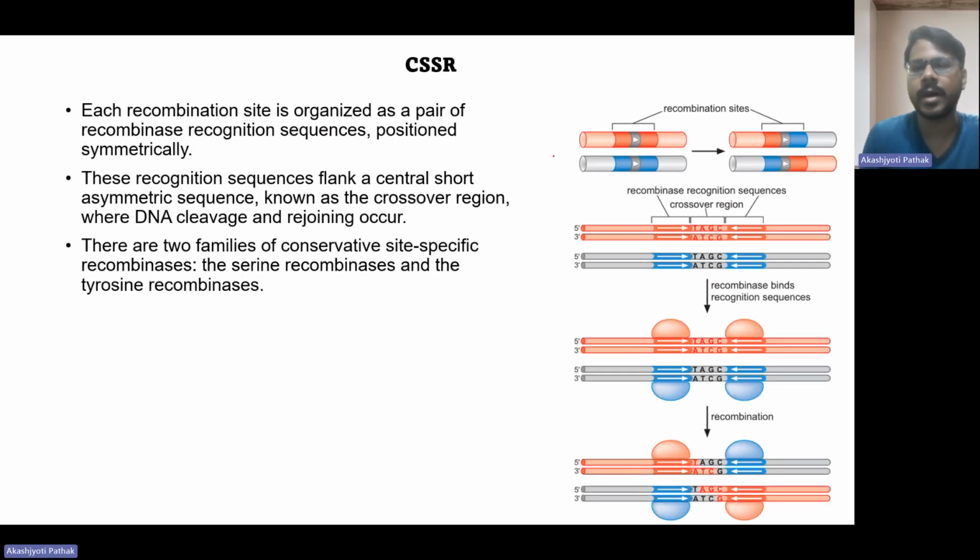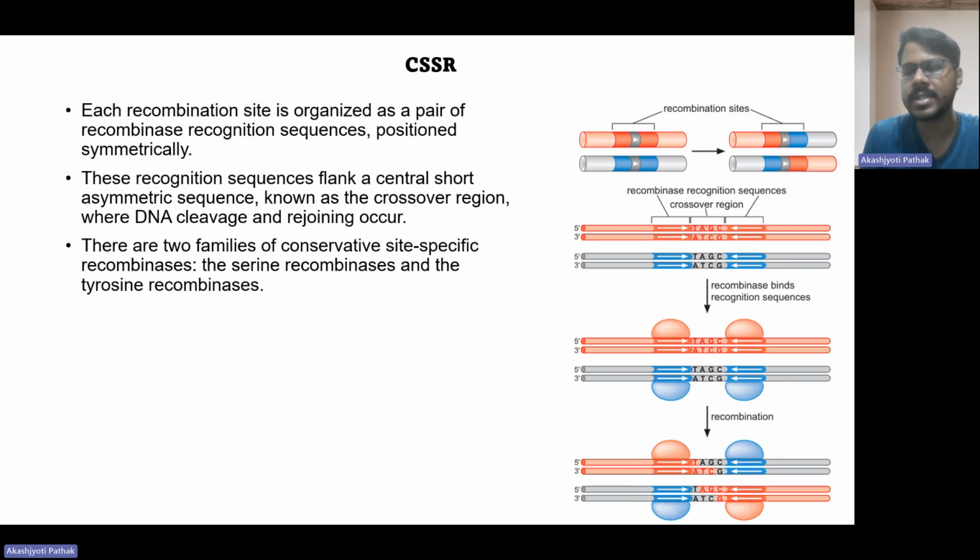You see here, this figure has been taken from the Benjamin Pierce book, or I think it was taken from J.D. Watson. Here what you can see are the recombination sites, and these sites are recognized by the enzyme recombinase. Between these two recombination sites, there is a crossover region.